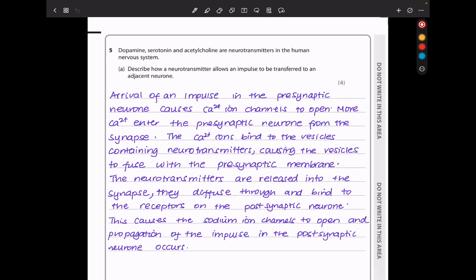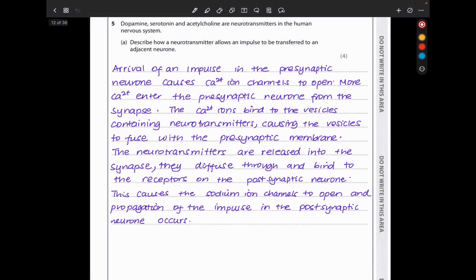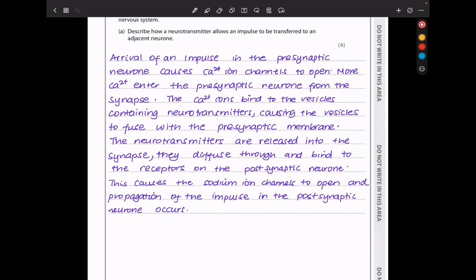Here we're talking about what occurs at the synapse. So I said, arrival of an impulse in the presynaptic neuron causes calcium ion channels to open. More calcium ions will enter the presynaptic neuron from the synapse, and the calcium ions bind to the vesicles containing the neurotransmitters, causing the vesicles to fuse with the presynaptic membrane. The neurotransmitters are released into the synapse, and they diffuse through the synapse and bind to the receptors on the postsynaptic neuron. This causes sodium ion channels to open, and the propagation of an impulse in the postsynaptic neuron occurs.